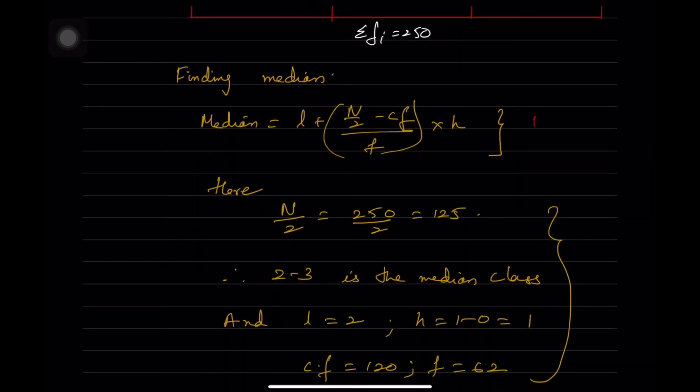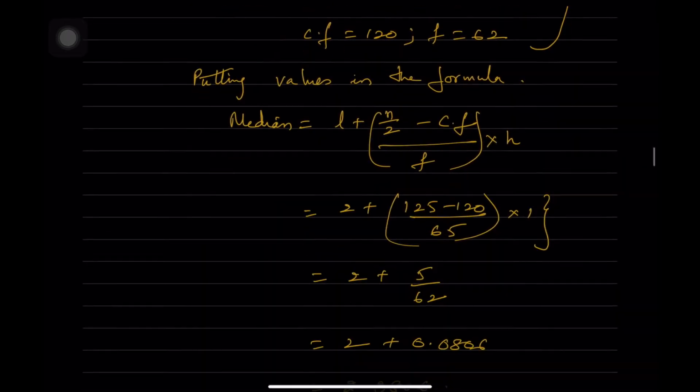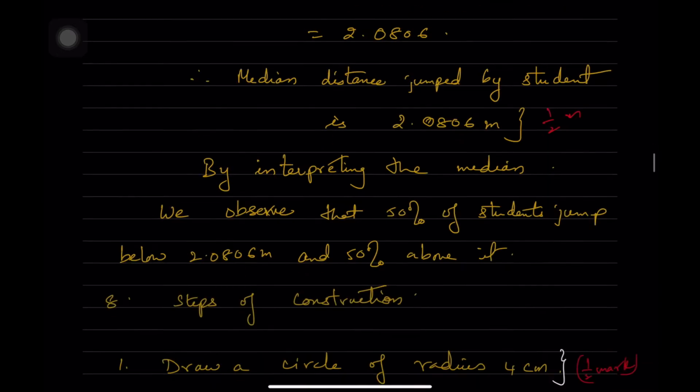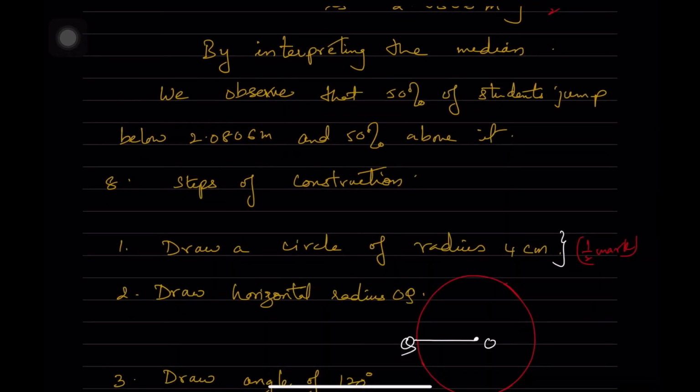So now here you have the distribution of the marks. This is half, this is half, this is half, this is also half mark.